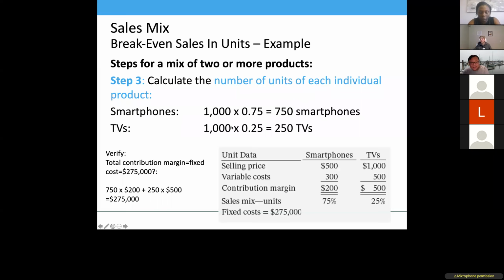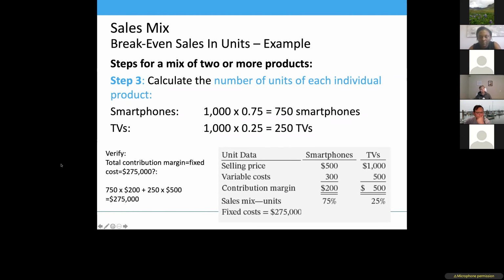Does this make sense? It's not that challenging, right? It's pretty straightforward. So my question here is, which one do you wish to sell more? Do you wish to sell more smartphones, or do you want to sell more TVs? Smartphones. Why?